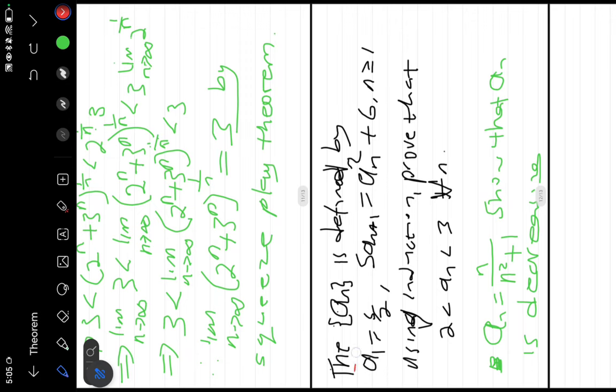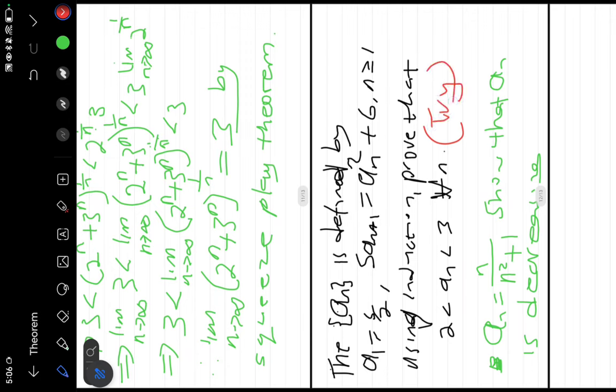So now we have this, right? They say the sequence A of n is defined by A1 is equal to this, then A of n plus 1 is equal to this, such that n is greater than or equal to 1. Then they say by induction, prove that this is the case. So I put this here, I should have written try. I want you to try it.